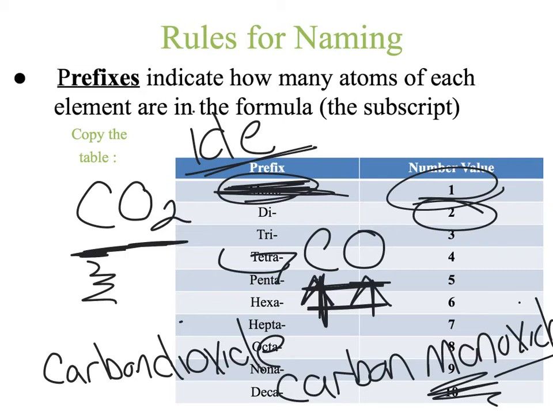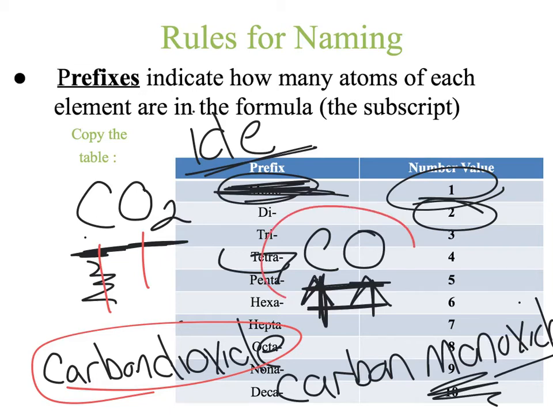Again, this is a language skill. We're translating what we see, 1 carbon and 2 oxygens, translate that into a language. Carbon dioxide. We look at what we see, 1 carbon and 1 oxygen, carbon monoxide.